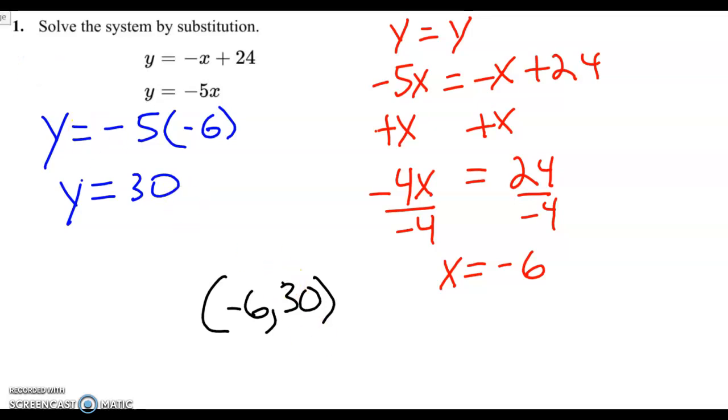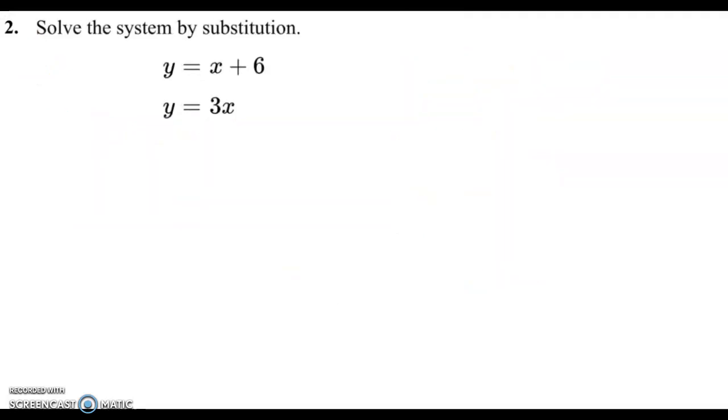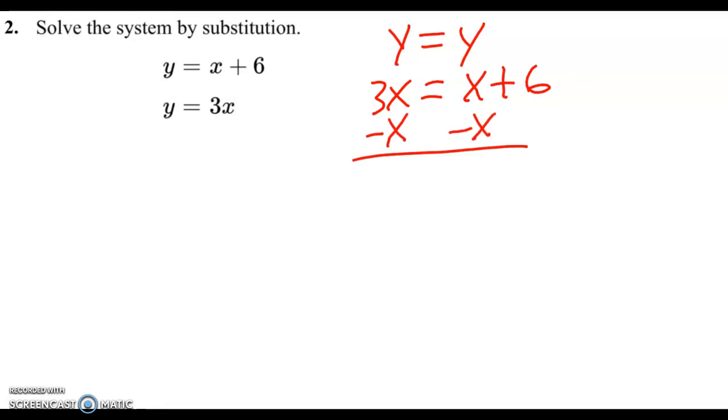All right, here's another example. Okay, again, two y's are equal to each other. I go ahead and set them equal to each other here. 3x is equal to x plus 6. I'm going to subtract x on both sides. That's going to get me 2x is equal to 6. I divide by 2, and x is equal to 3.